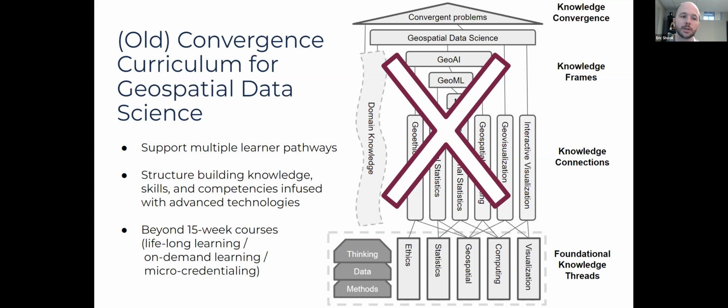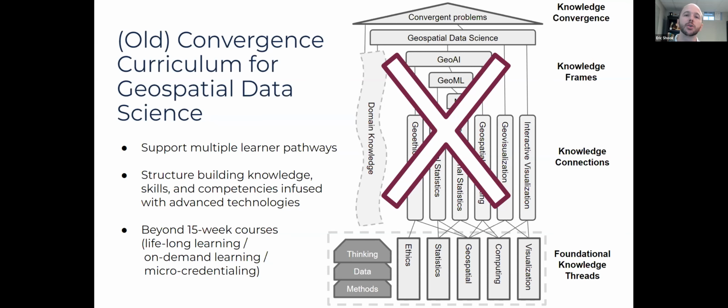So a hydrologist might want to learn enough about geospatial and GIS in order to improve their hydrology research, right? You might have a GISer who wants to learn just enough in geospatial computing so that they can be a practical, competent programmer, but doesn't need to be a full-blown software engineer or an expert level programmer.